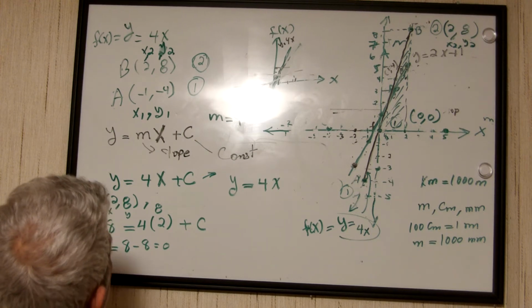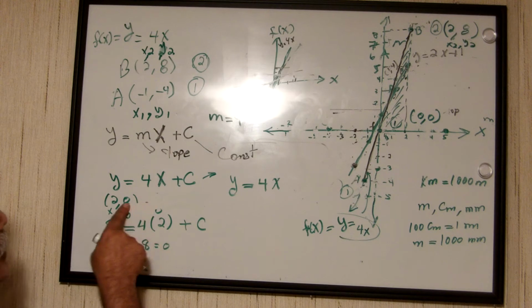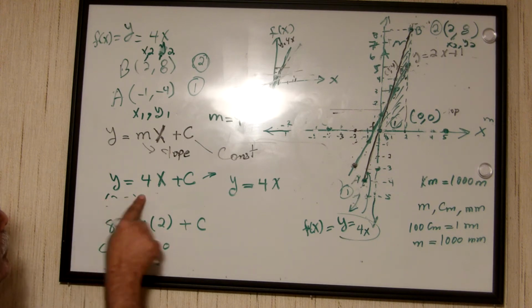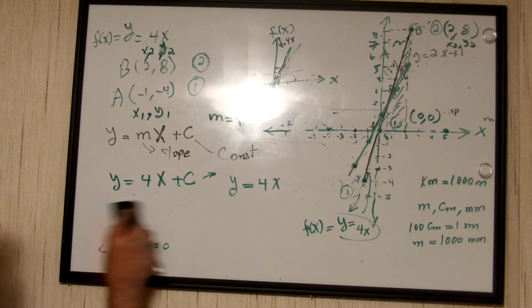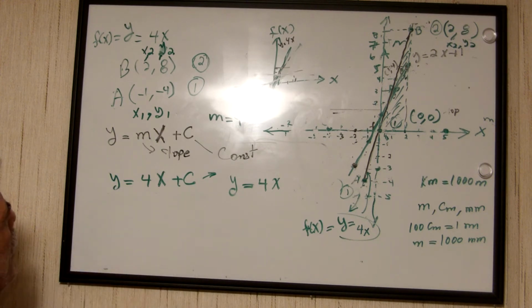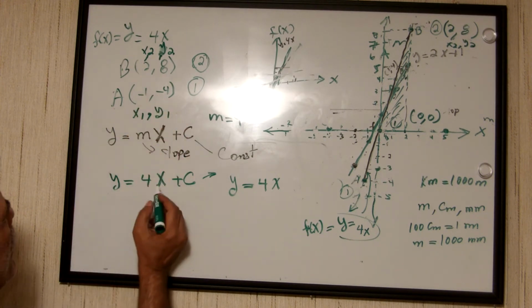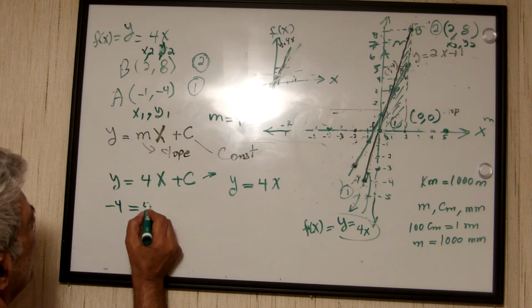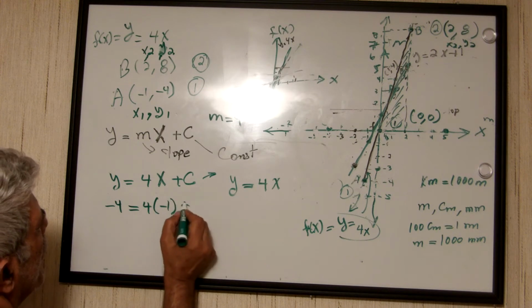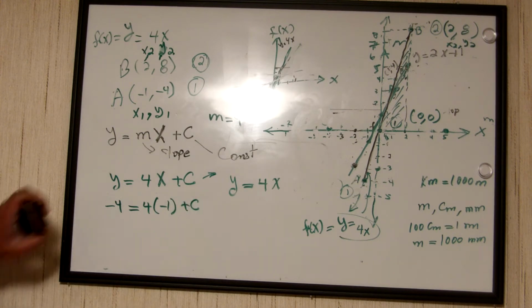So let's choose another point here. We use another point and see if the answer is going to be the same or not. We use this point: y is going to be minus 4, and x is going to be minus 1, plus c. You always write this one.